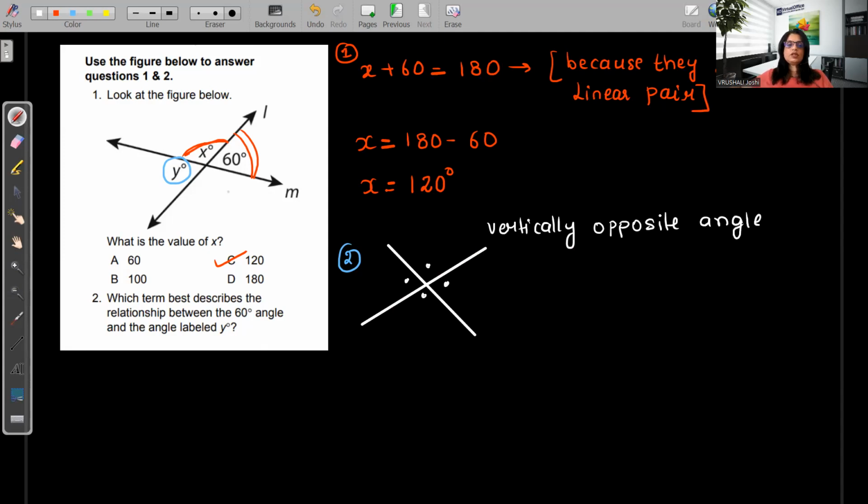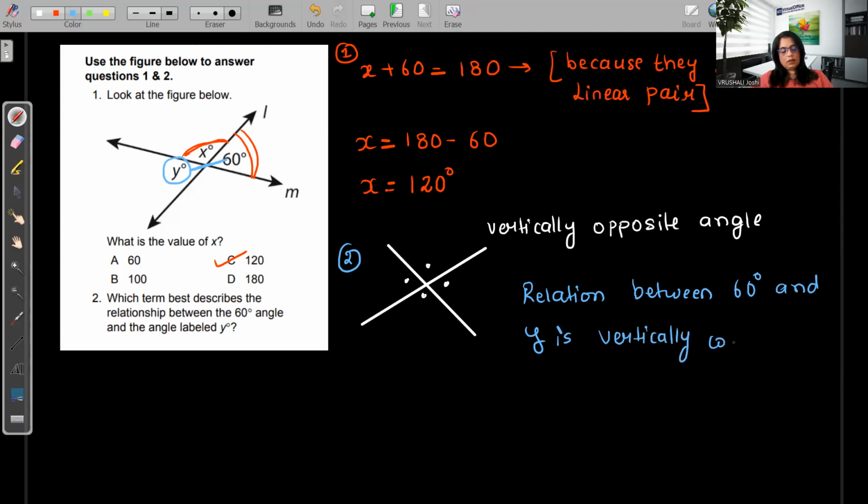So is that the same relation? Can you see this? Obviously, because 60 and Y, they are across the intersection point. If they are across the intersection point, obviously they are going to be vertically opposite. That means the answer to the second question is that the relation between 60-degree and Y is vertically opposite angles. Vertically opposite angles. I hope you're getting it.